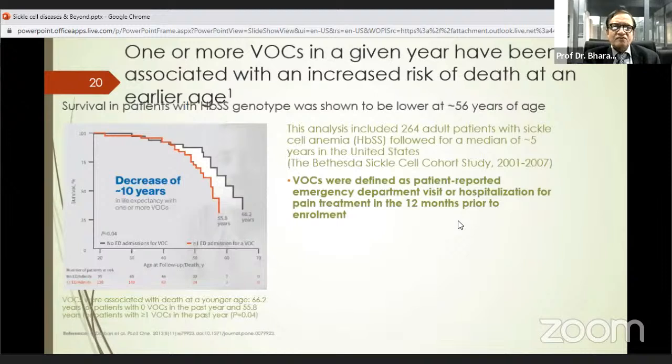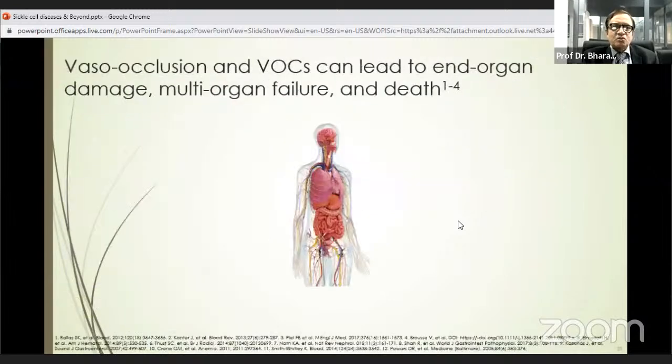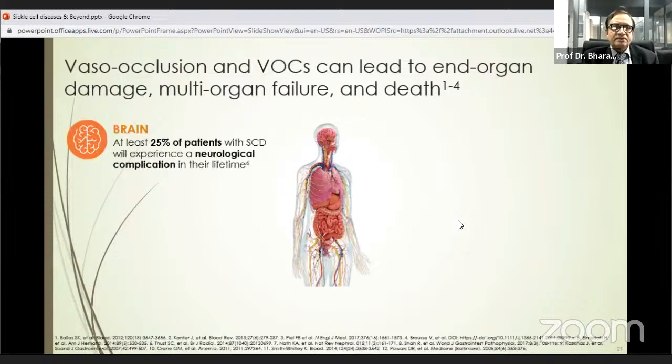So one or more VOC in a given year has been associated with an increased risk of death at an earlier age. VOC was defined as a patient-reported emergency department visit, hospitalization, and pain treatment in the 12 months prior to enrollment. So vaso-occlusion and VOC can lead to end organ damage, multi-organ failure, and death.